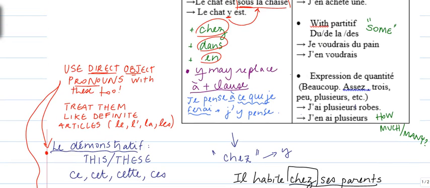French for honors, something a little bit more elaborate here. Y may also replace a clause, should it be preceded by à. Je pense à ce que je ferai. I'm thinking about what I will do. I'm thinking about it. J'y pense. So the Y stands for to what I would do. Okay, so à plus a chunk of sentence, a proposition, a clause.